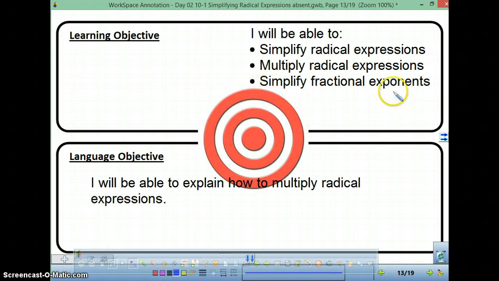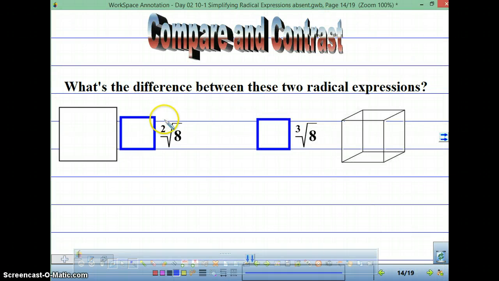Okay, last objective, simplifying fractional exponents. This is a toughie. All right, take a look here. We've got the square root of 8. Is that a perfect square or an imperfect square? That's an imperfect square. That's going to be an irrational number. Look at this. We call this the cube root of 8. This number is going to be something like 2.7 going on to forever, something like that.